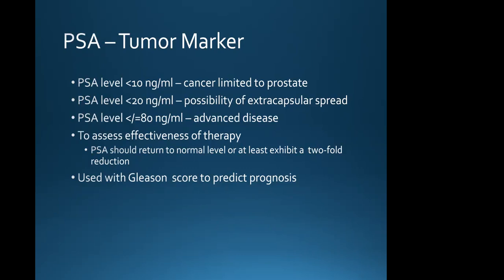When we start treating, what we expect, if we've got successful treatment, is for the PSA levels to drop back down to the normal range. That would be ideal. But if it doesn't go back to normal, successful therapy would still be looked at as a twofold reduction in the PSA. Ideally, we would like the PSA to be back down to normal, but if we get a twofold reduction, that means the treatment seems to be working.